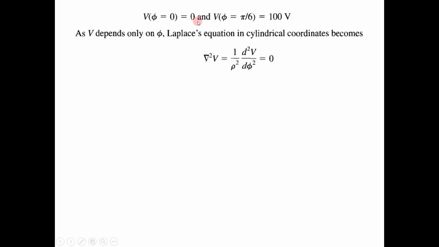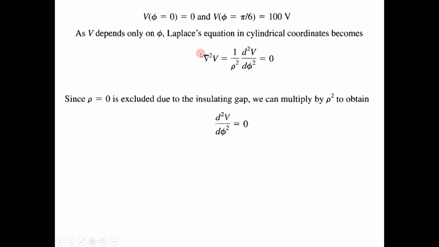First step, identify the boundary conditions. Second step, you write Laplace equation. If there is charge density, you use Poisson's equation. No charge density, you use Laplace equation. Here you write only this term because from the question itself it is clear that V is dependent only on phi. Then we are writing it like this. As this is 0, rho square can be avoided. So d square V by d phi square is 0.